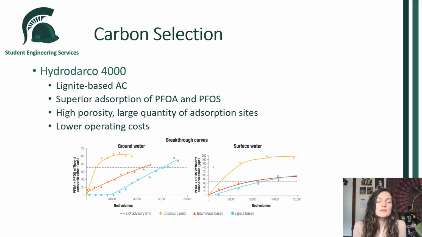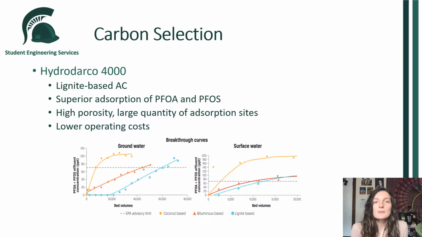When designing a GAC treatment system, it is also very important to select a carbon that is best suited to remove the pollutant that you are targeting. Hydrodarco 4000 has been proven to be a superior adsorber of PFOA and PFOS. This is a lignite-based activated carbon. It has high porosity and a large quantity of adsorption sites for the PFAS to adsorb to. Because of its superior performance, it leads to lower operating costs because less frequent carbon changeouts will be needed, resulting in a lower volume of carbon needed per year.